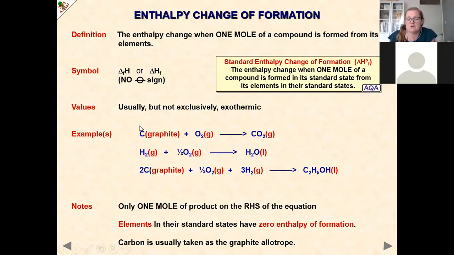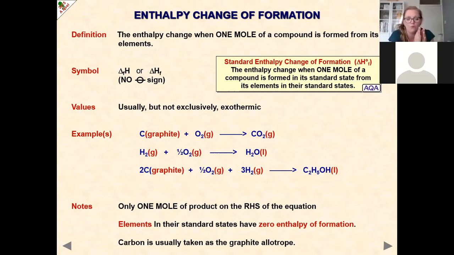They're usually exothermic, but sometimes they're not. Okay, so an example. Graphite plus oxygen, we get carbon dioxide. We could have hydrogen plus oxygen to get water, or graphite plus oxygen plus hydrogen gives us C2H5OH.